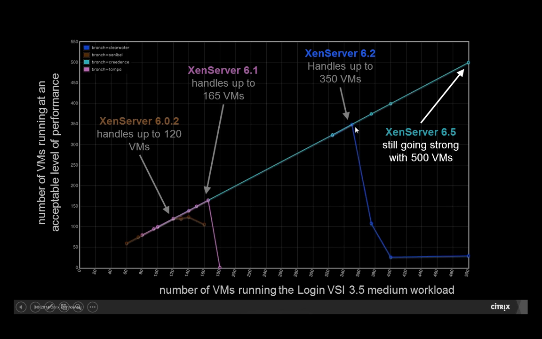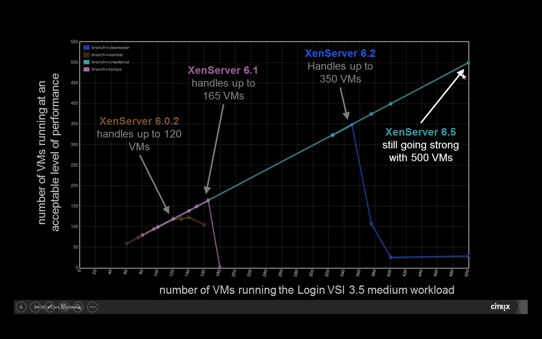XenServer 6.2, we got up to about 350. That's the kind of systems that most people are running right now, which is already a great number. But with XenServer 6.5, with all those changes I talked about on the previous slides, it's linear all the way right up to our theoretical limit of 500 VMs here. This is Windows 7 VMs running Login VSI 3.5 medium workloads. So this is like an information worker running his email, his browser, running his corporate applications, etc.